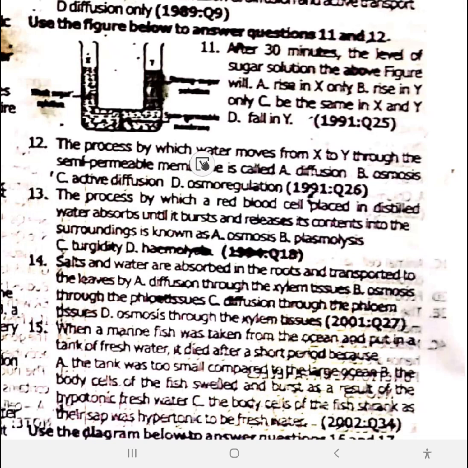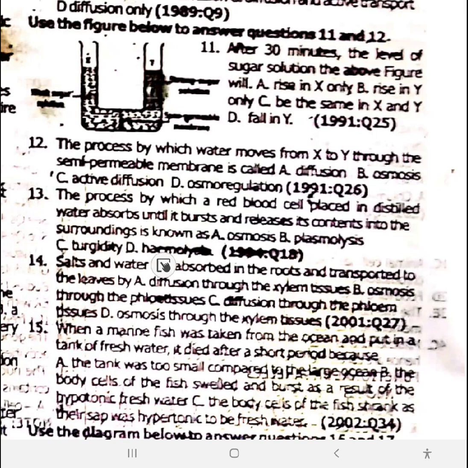12. The process by which water moves from X to Y through a semi-permeable membrane is called osmosis. 13. The process by which a red blood cell placed in distilled water absorbs water, bursts and releases its content is called hemolysis. Now, when something absorbs water, it becomes turgid. But when it absorbs water and bursts, it's called hemolysis. If you place a red blood cell inside water, it will absorb water and burst. 13 is option D.